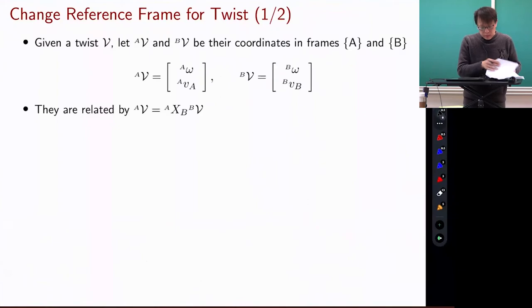Now let's talk about twist coordinates. A twist is a physical quantity. I can represent it in the A frame and in the B frame, and the coordinate relation depends on the relation between the two frames. So now we want to derive their relations.